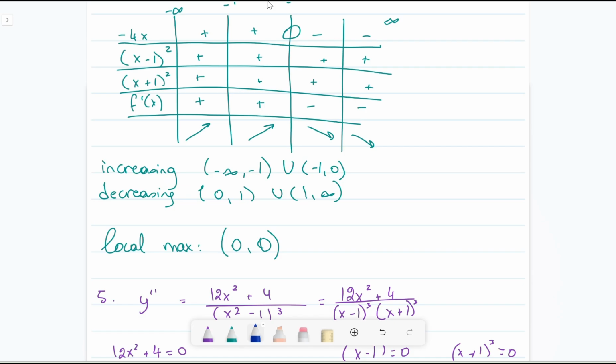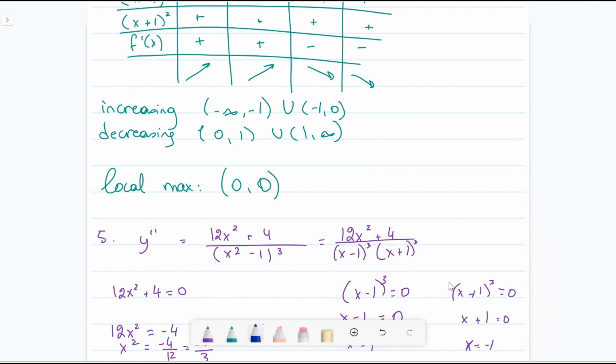Moving on, we'll look at the second derivative, which is 12x squared plus 4 divided by x squared minus 1 all cubed. And of course, we can simplify the denominator to become (x minus 1) all cubed times (x plus 1) all cubed. So in order to proceed to draw the sign table to find the concavity, let us first solve each term equal to 0. So 12x squared plus 4 equals 0, (x minus 1) all cubed equals 0, and (x plus 1) all cubed equals 0.